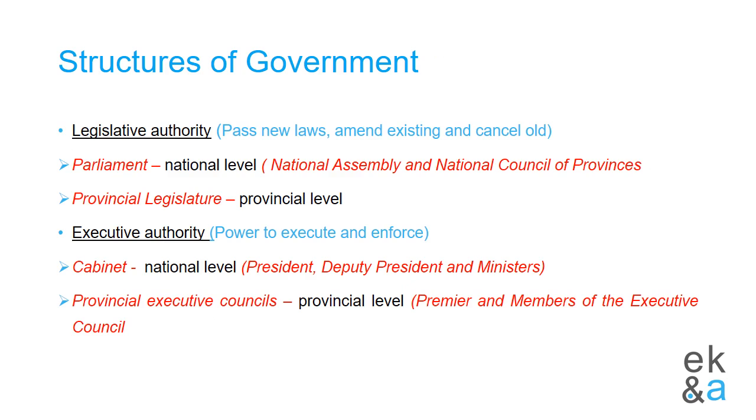Our government has 3 main structures or 3 main spheres. In the first place, it is the legislative authority, which has the power to pass new laws, to amend existing laws, and cancel old laws. This authority is exercised by the Parliament at national level through the President and the Cabinet, at provincial level through the provincial legislatures, by way of the provincial premiers and executive councils, and at local government level through the municipal councils by way of the executive committees.